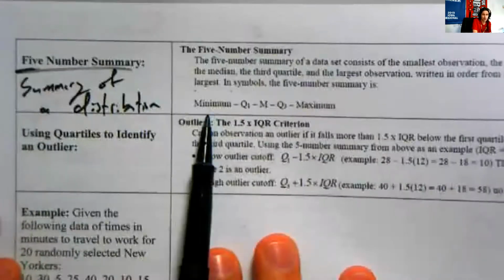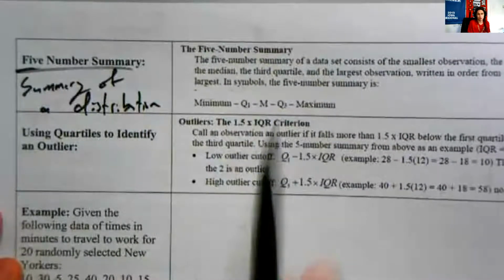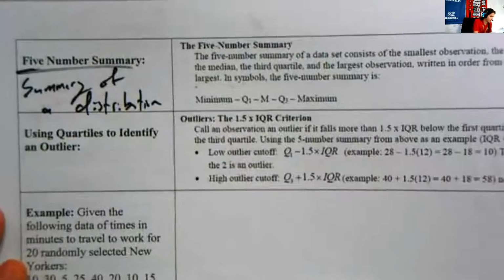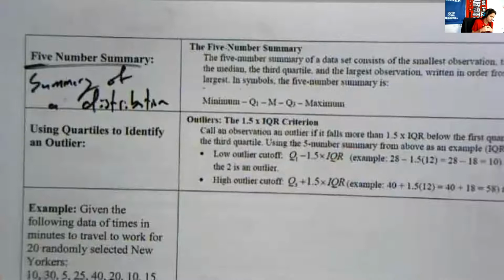What's the smallest value? What's the biggest value? What's the middle? And what are the first and third quartiles? Okay, great. Those things we found on the last page.